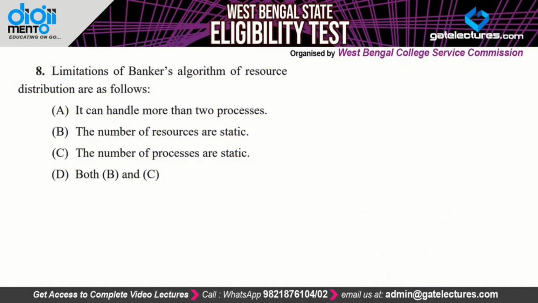Question number 8 is saying the limitations of the Banker's algorithm for resource distribution are as follows. Option number A, it can handle more than 2 processes. Option number B, number of resources are static. Option number C, number of processes are static. And option D, both B and C. So let us read something about the Banker's algorithm. Where do we actually use the Banker's algorithm? We use it in the operating system for resource allocation, to see whether we are in a safe state or not.